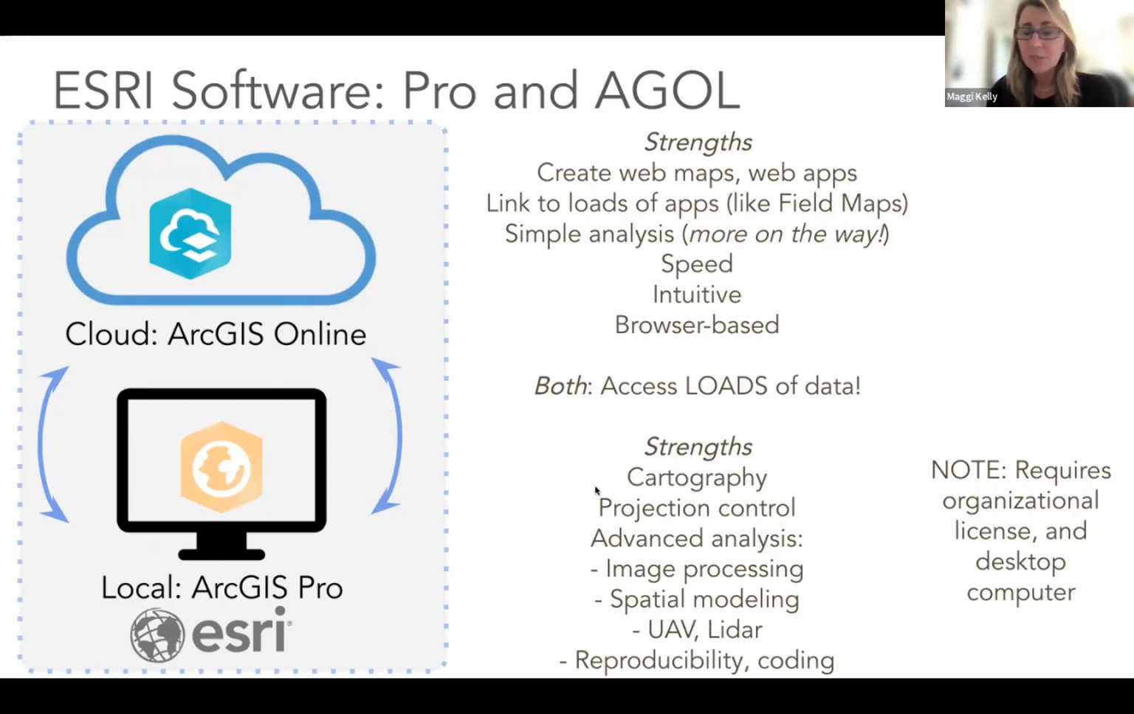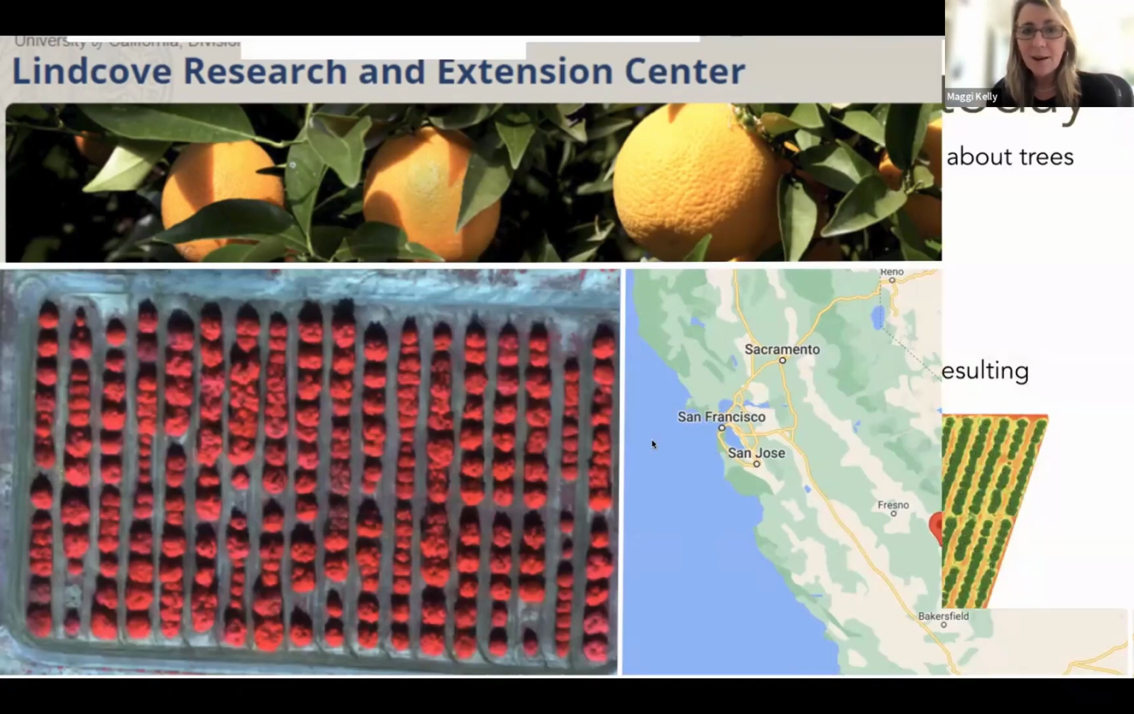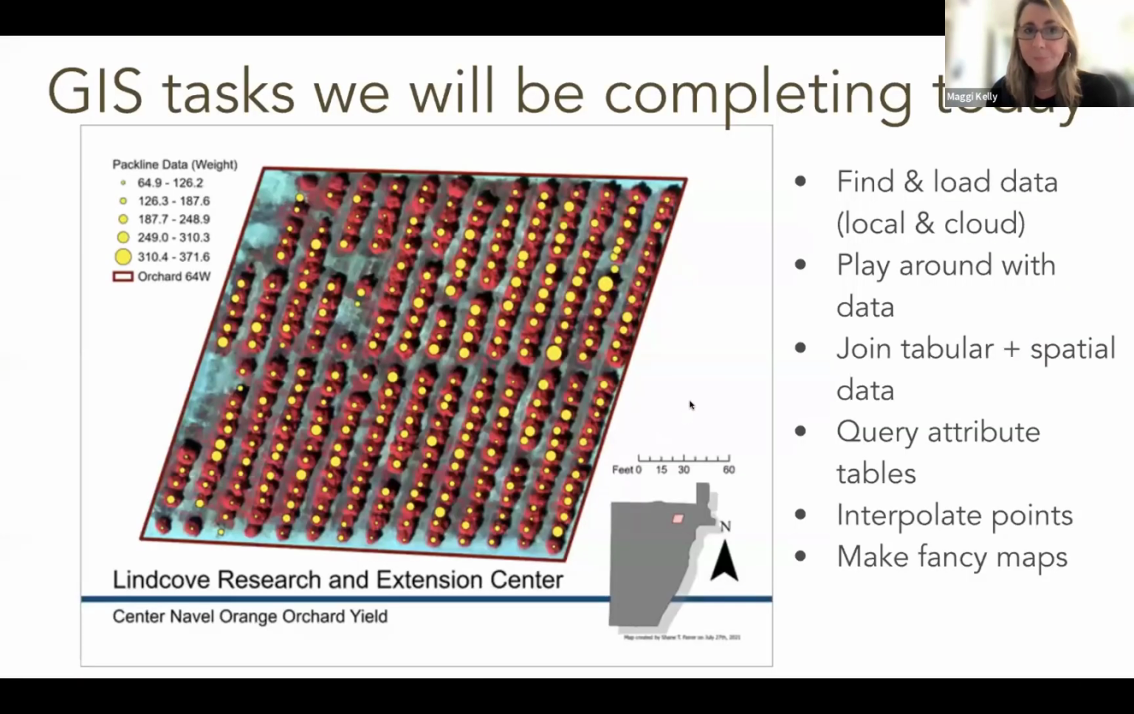And Pro is really just a bigger piece of software. Again, it's the desktop, it's the local. That's what we're going to do today. And where we're going to do it is at this Lynn Cove Research and Extension Center. It's down in the South Central Valley, as I said. It's a citrus experimental research facility. Lots of cool citrus orchards of trees with different shapes and sizes, and they look amazing in the imagery. And you're going to be able to check that out in the workshop.